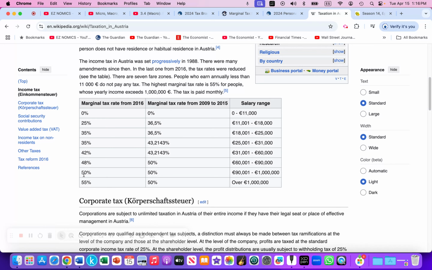But we're going to use 50% for our example today. So that's the income tax bracket for anyone in Austria earning anywhere between 90,000 to a million. All right, any amount in that tax bracket would be taxed at 50% in Austria.